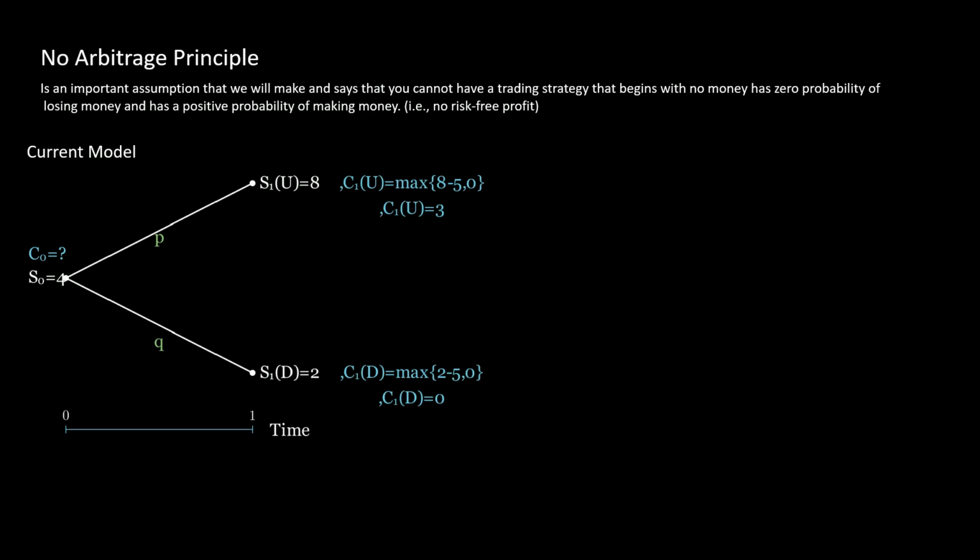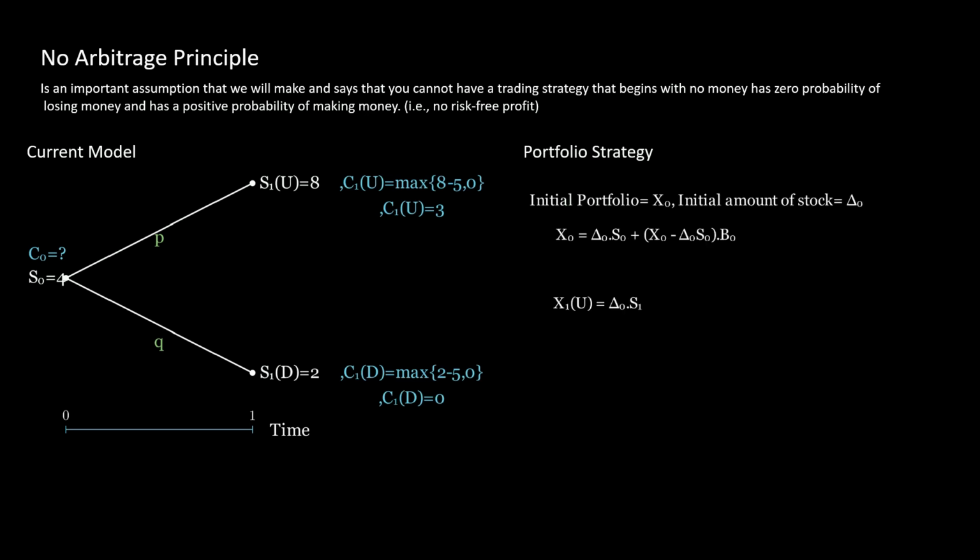So let's consider our portfolio strategy. We start off with an amount x0 and an amount delta naught of stock. So our portfolio at time 0, x0, is some amount of stock and then some amount of bond, which is x0 minus delta naught s0. We then see how this changes at time 1, and what we want is this to equal the value of our call options. Now we sub in our values that we already have, and we will get these equations.